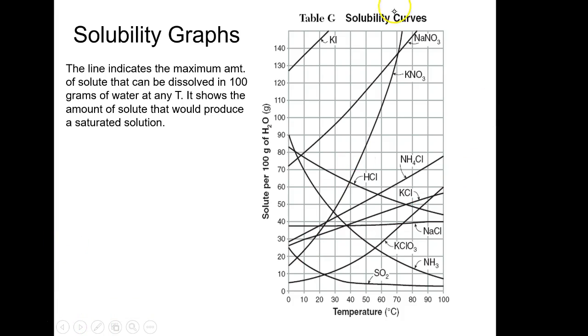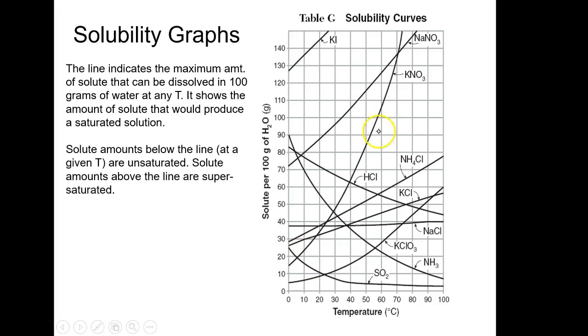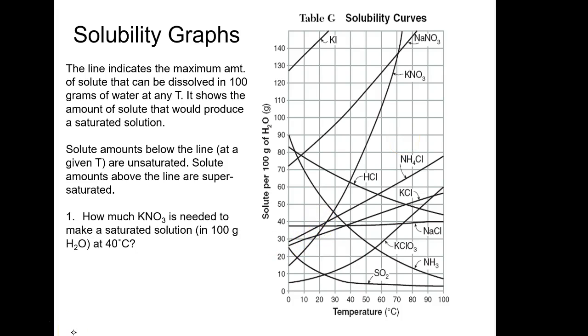You're going to use this, and anywhere on that line, depending on which chemical it is, it corresponds to the saturated point. If it's below the line, it is considered to be unsaturated. In other words, it's less than the maximum. And if it's above the line for any one chemical, then it's going to be supersaturated because it's beyond the maximum. So, for example, how much KNO3 is needed to make a saturated solution in 100 grams of water?